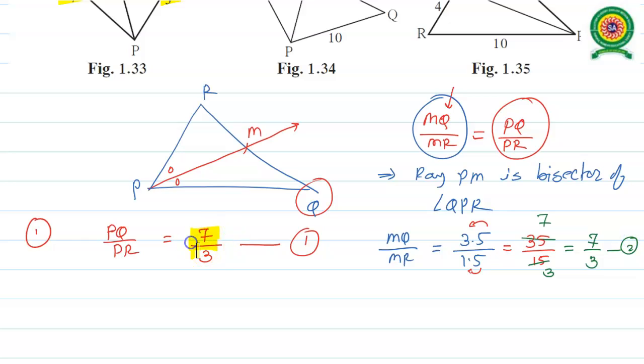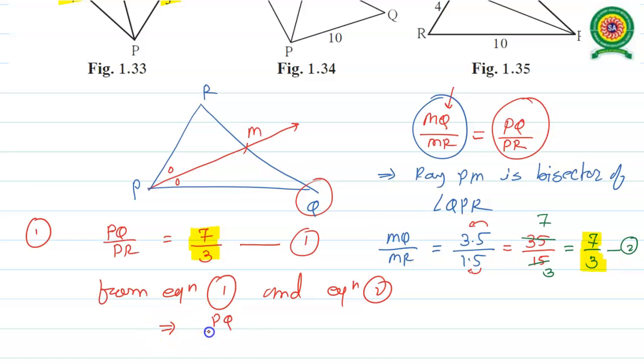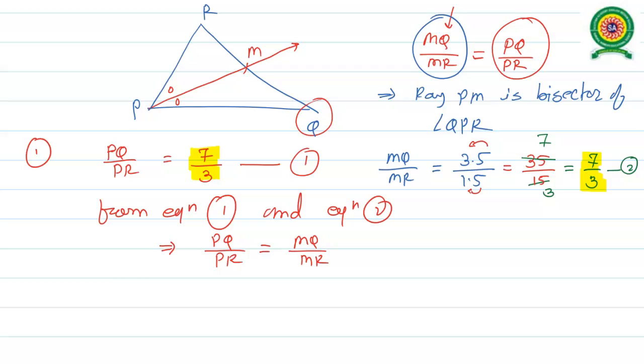Look at equations 1 and 2, both have the same RHS, so we can equate the LHS. From equation 1 and equation 2, once the RHS are the same, the LHS are the same. That means PQ divided by PR equals MQ divided by MR. Since this ratio is equal, we can easily say ray PM is the bisector of angle QPR.